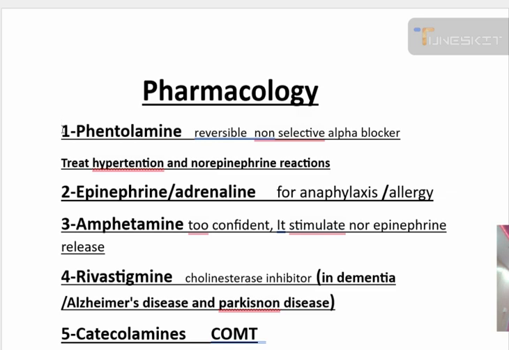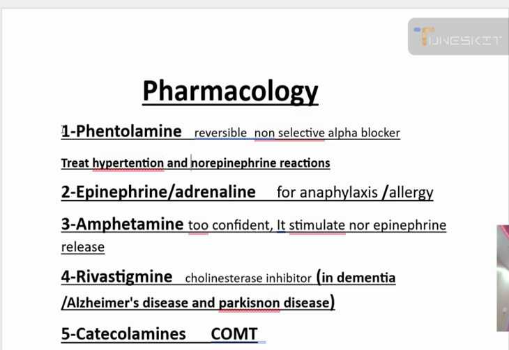The first drug is phentolamine. Phentolamine is a very important drug, and a lot of questions have been asked in previous or past papers. So phentolamine is an alpha blocker. It is a reversible, non-selective alpha blocker, and it is used to treat hypertension.